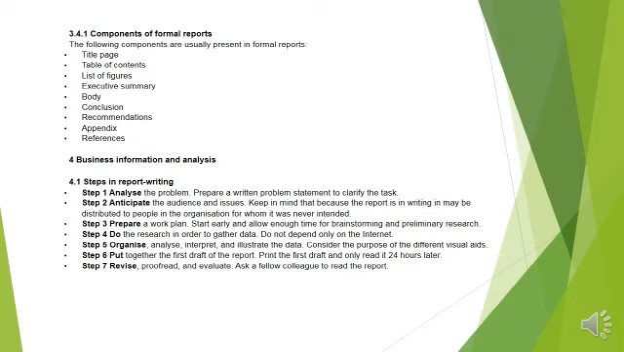Step number 6, put together the first draft of the report. Print the first draft and only read it 24 hours later. Step number 7, revise, proofread, and evaluate. Ask a fellow colleague to read the report. You must revise it, you must proofread it, and you must also evaluate it and make sure there are no mistakes. And then after that, ask a fellow colleague to read that report.